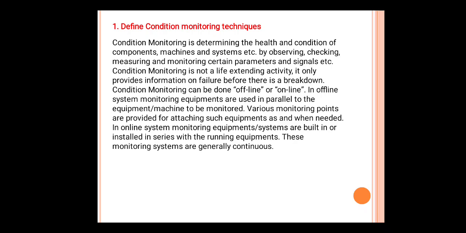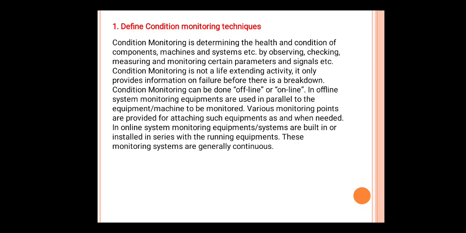Problems in machines and systems can be identified by observing, checking, measuring and monitoring certain parameters and signals. Condition monitoring is not a life extending activity. It only provides information of failure before there is a breakdown. Condition monitoring can be done offline or online.